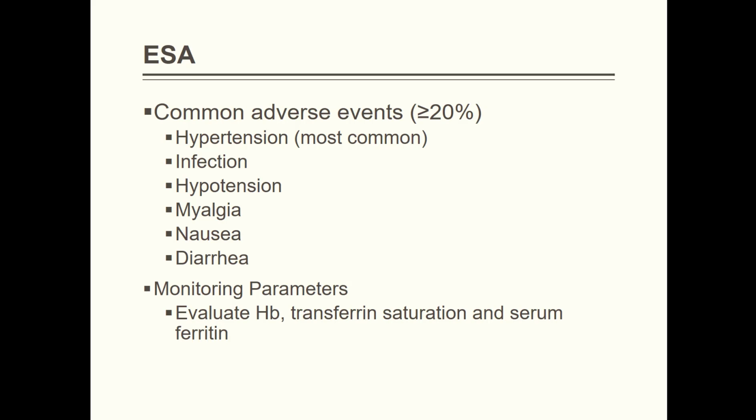ESAs commonly cause hypertension, infection, sometimes hypotension, nausea, and diarrhea. What we need to monitor for sure when the patient is on ESA is hemoglobin, TSAT, and serum ferritin. So basic anemia indices or iron indices.